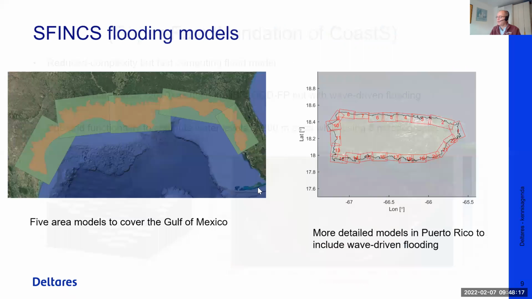And we've used this model now to construct area models covering the Gulf of Mexico. We also have them now for the Atlantic coast. And you can see that we can cover fairly large areas, 5 models to cover the entire Gulf of Mexico coast. And for the wave-driven flooding, we've constructed a number of smaller models which are lining the Puerto Rico coast.